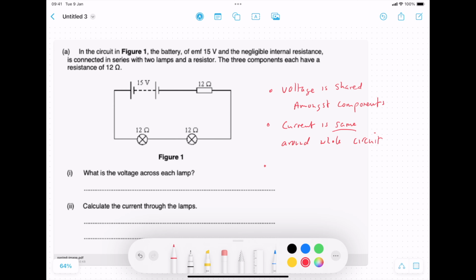And the third point is that the total resistance in the circuit is equal to the sum of the individual resistances. So you simply add up the resistances of each component. So you can see, just looking at this circuit, we have three 12-ohm resistors. So the total resistance in this case would be 36. And then finally, in blue, the main formula we will be using is V equals IR. Voltage is equal to current times resistance.